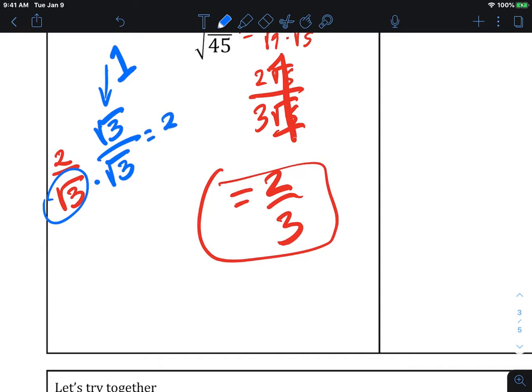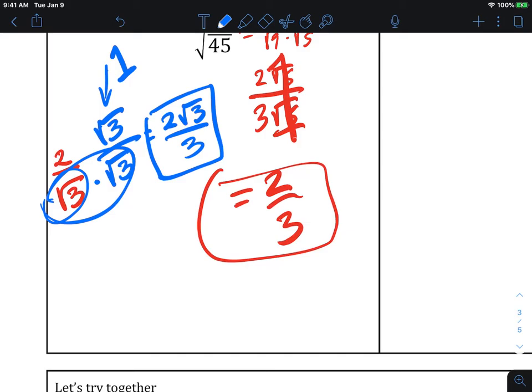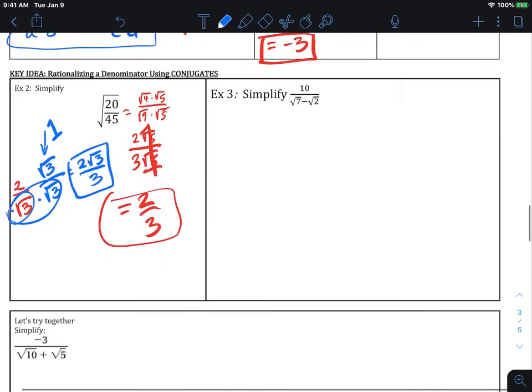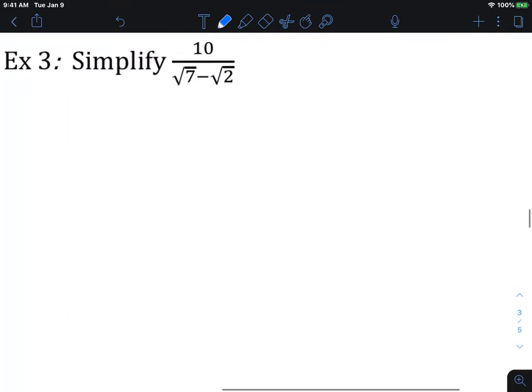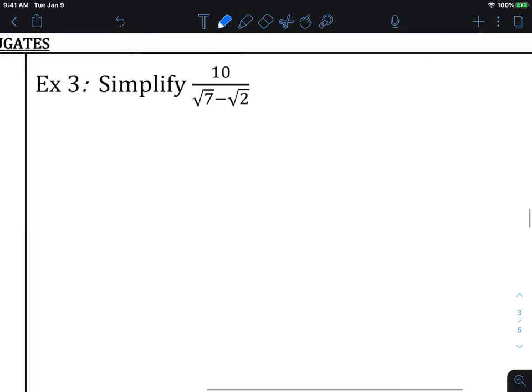I'll make it 2 radical 3 over radical 3 times radical 3, like a b squared, but they're the radical, so it's just going to become a 3, like that. All right, so when I look at this problem here, what's the big problem? The radical in the denominator. I can't leave that radical in the denominator.